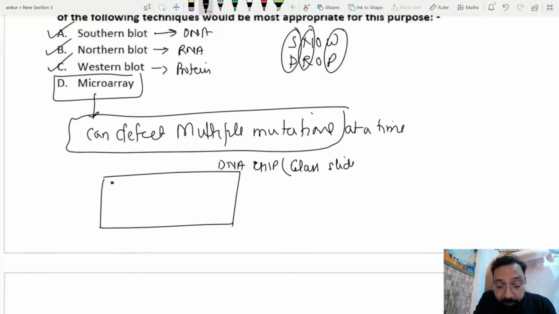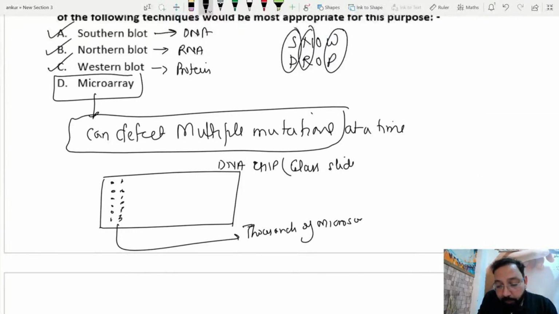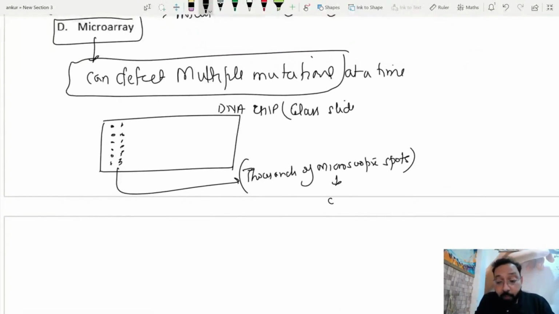On this DNA chip, there are thousands of microscopic spots. Each microscopic spot has many complementary probes. Means I took a glass slide. Actually, this is not made by me. This is made by a very high robotic technique.